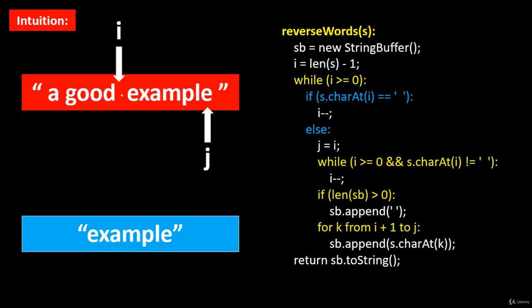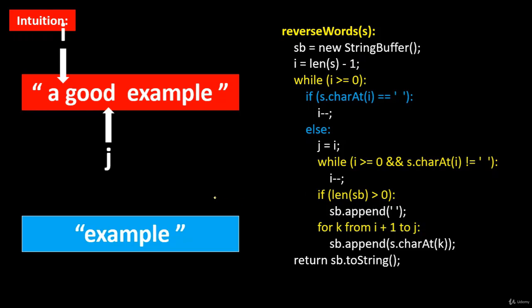Now let's move I to the left again, and in this case we see I is pointing to a character, so we'll move j to that character. Now let's move I to the left, and here we see I is pointing to this empty space, so let's add this word to our string builder. And before that, we see that the length of the string builder is greater than 0, so we'll append an empty space. Then let's add this word character by character, and we get this word in the string builder by this for loop.